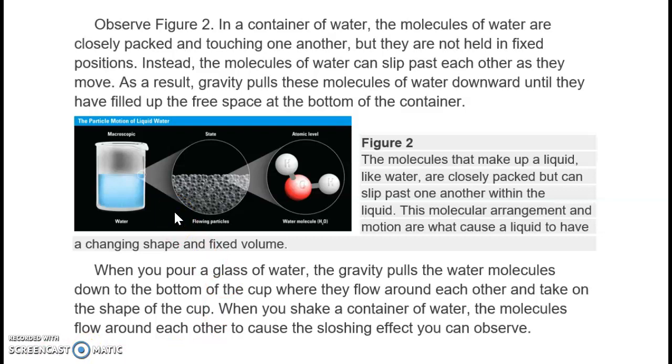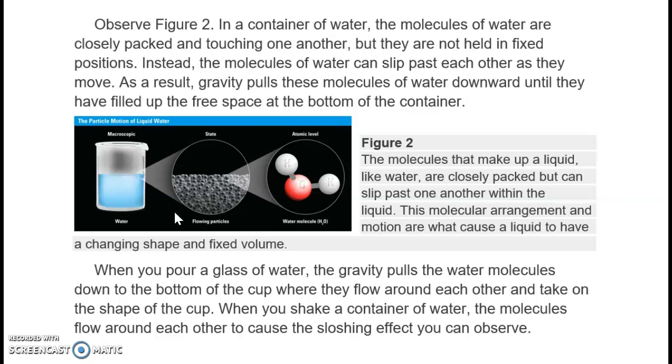container. Figure 2. The molecules that make up a liquid like water are closely packed but can slip past each other within the liquid. The molecular arrangement and motion are what cause a liquid to have a changing shape and fixed volume. When you pour a glass of water, gravity pulls the water molecules downward to the bottom of the cup where they flow around each other and take on the shape of the cup.